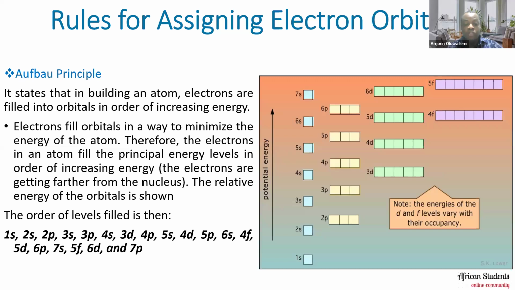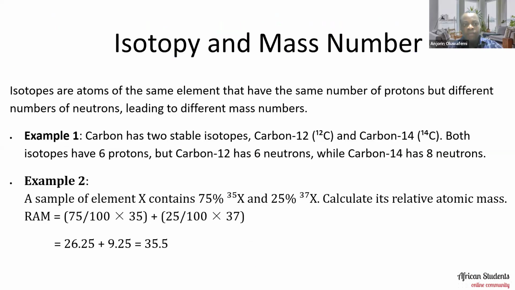We stated what the Aufbau principle was, and we now looked at the order in which orbitals are filled: 3s, 3p, 4s, and so on and so forth, based on the least energy. The one with the least energy will be filled first before it now progresses to the one with higher energies.